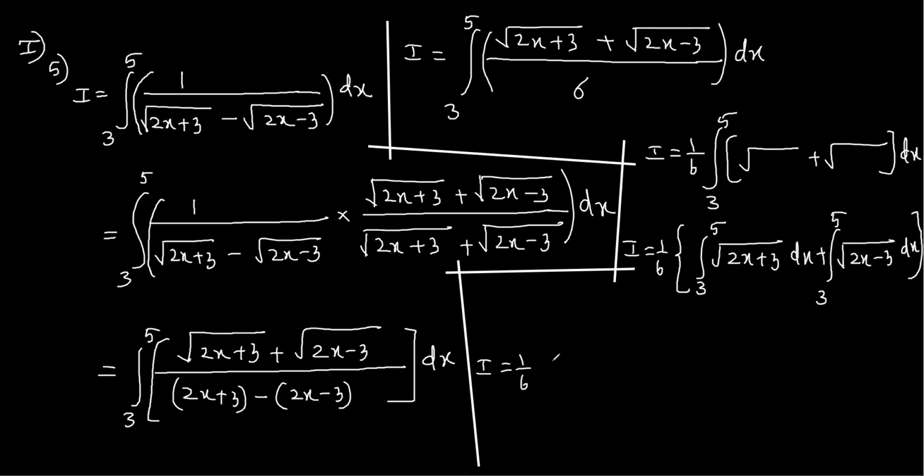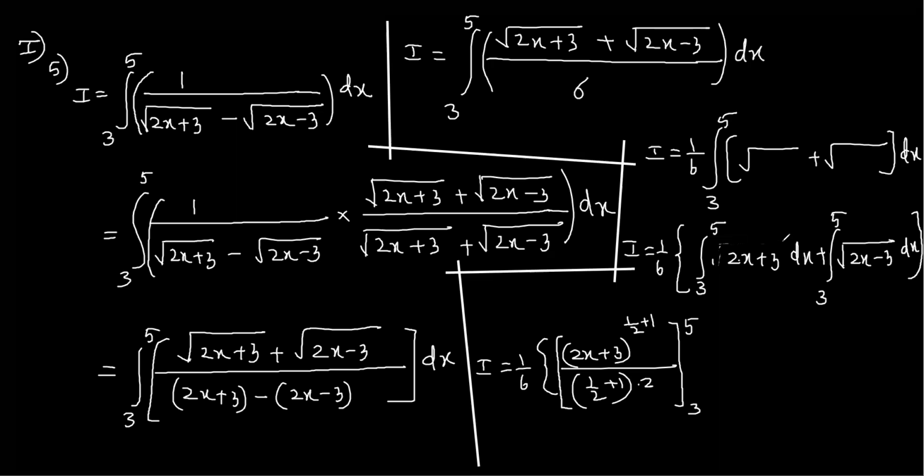So you have I equals to 1 upon 6, and this is square root of 2x plus 3. Now the integration: 2x plus 3 under square root is 2x plus 3 raised to half. So the integration of this will be 2x plus 3 raised to half plus 1 upon half plus 1, and since the x coefficient is 2, you will divide by 2, and then you will put this whole thing inside a bracket and write 3 to 5. Okay, see what I did. I know that this square root of 2x plus 3 is nothing but 2x plus 3 raised to half.